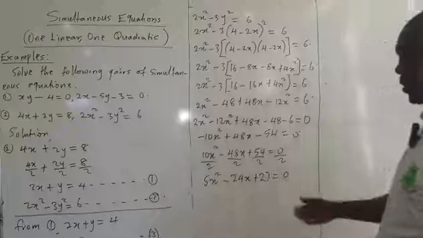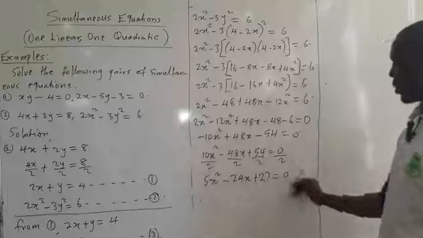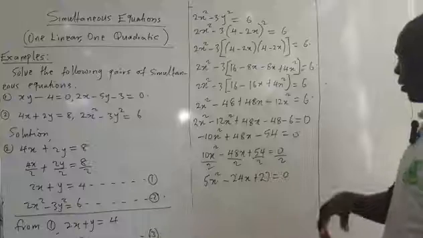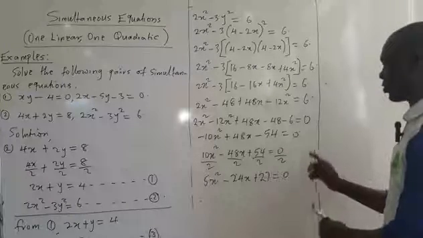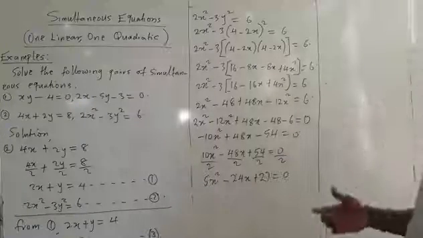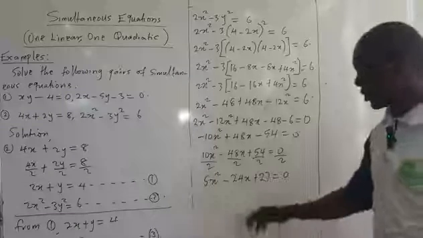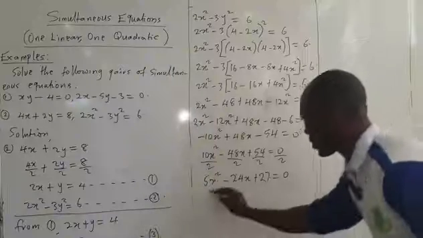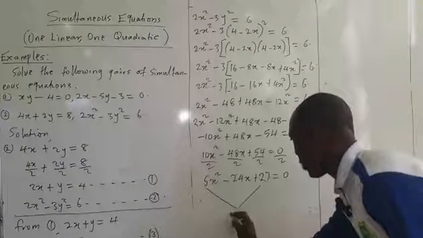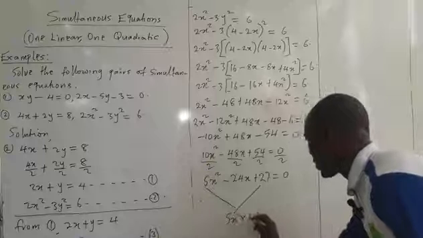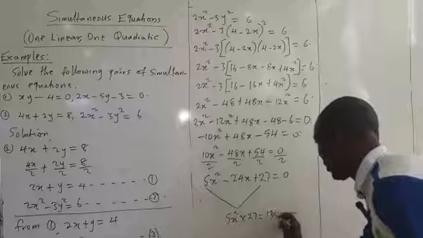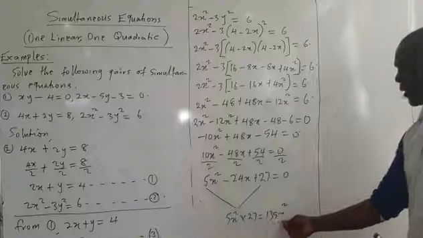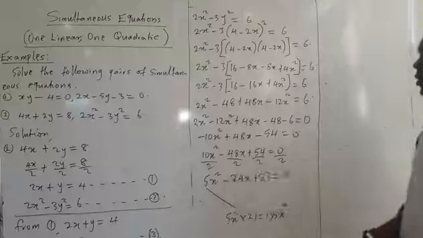I've told you we can make use of factorization method to solve this, or formula method or completing the square method. But in the first example, we made use of formula method. So let me use another method, which is factorization method. The rule of the factorization method says, you multiply the coefficient of x squared and the constant. So we have 5 multiplied by 27, which is 135. So we now look for two factors of 135 that will add up to minus 24.